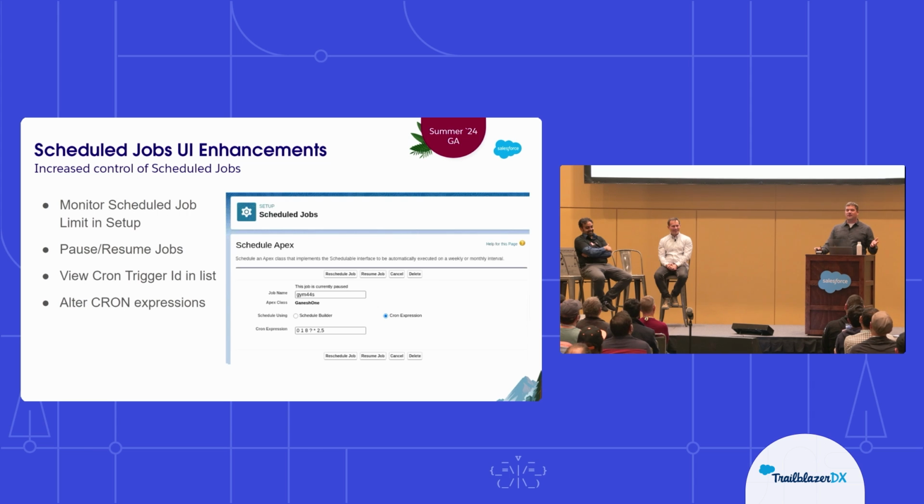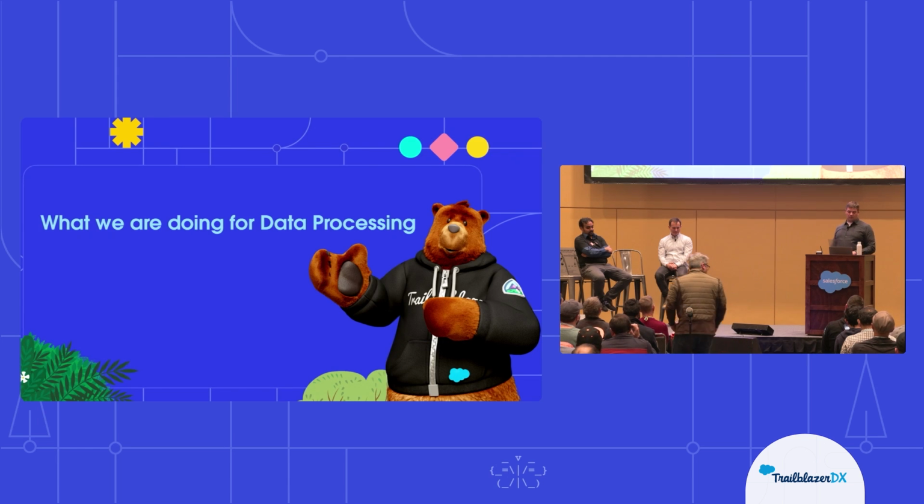Yeah, but it's a very powerful feature. So say you're doing a large data migration and you need to pause all your scheduled jobs without having to delete and recreate them. You can stop them all, do your migration, and then start them all up again when you're ready, without having to reschedule them or find the correct user. It should make that job a lot easier. And with that, let's have a look at what we're doing for data processing.